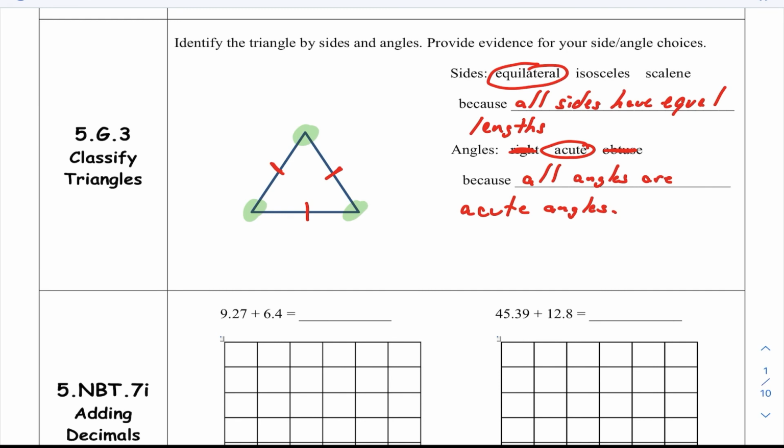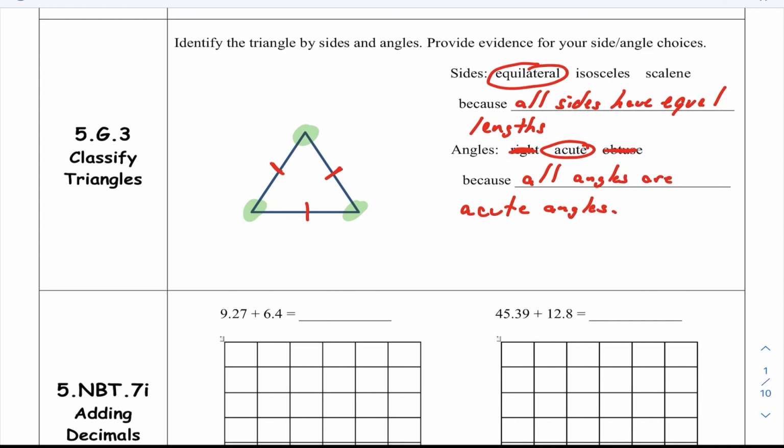5 NBT 7I, adding decimals. So we have 9 and 27 hundredths plus 6 and 4 tenths. Now we have several different strategies here. The first one, I'm going to use the place value strategy. And then the second one, I'm going to use a traditional algorithm, a standard algorithm.